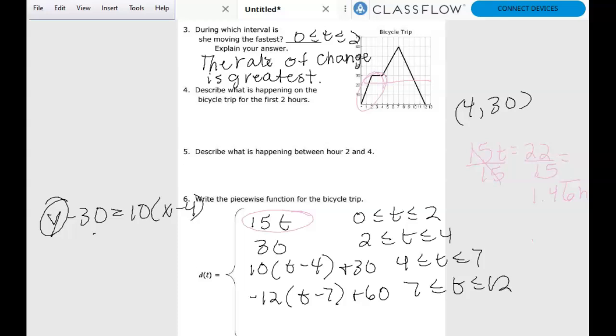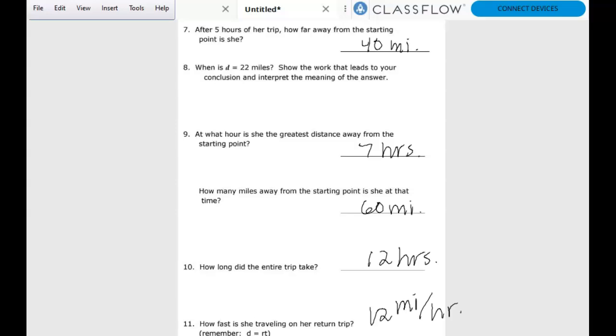All right. So the last one is right here. Which section is that between? The last one. Set this equal to 22 and solve for t. Okay. I got 10.16 repeating for that one. All right.